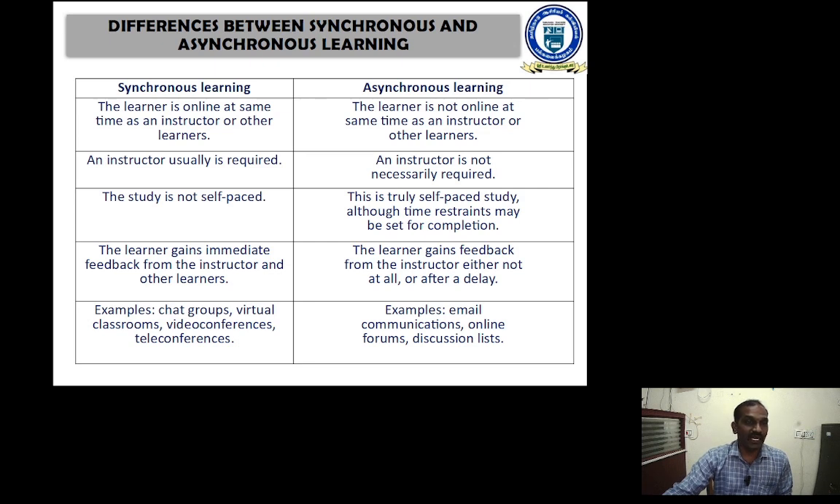In synchronous learning, the learner gains immediate feedback from the instructor and other learners. But in asynchronous learning, the learner gains feedback from the instructor either not at all or after a delay. Examples of synchronous learning are chat groups, virtual classrooms, video conferences, and teleconferences. Examples of asynchronous learning are email communications, online forums, and discussion lists.